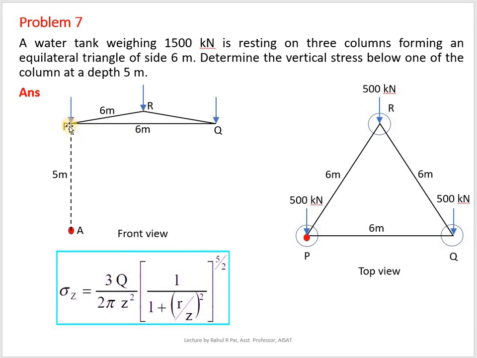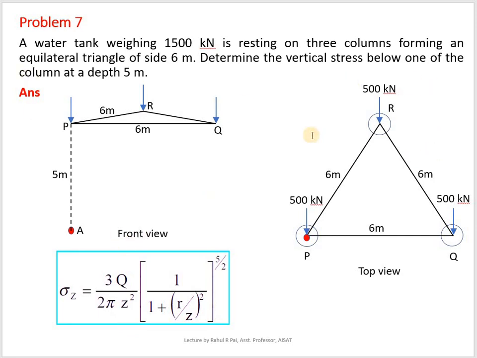So I am selecting here point P, and you have to find the stress at a depth of 5 meter below this point P. Each and every point is equally spaced at 6 meter to form an equilateral triangle. So this is the top view. There are 3 columns, and the load is equally distributed, like 1500 is distributed as 500, 500, 500, and all these columns are equally spaced at 6 meter, 6 meter and 6 meter. We name the columns as P, Q and R, and you are going to find the stress intensity below the column P at a depth of 5 meter at this point A.